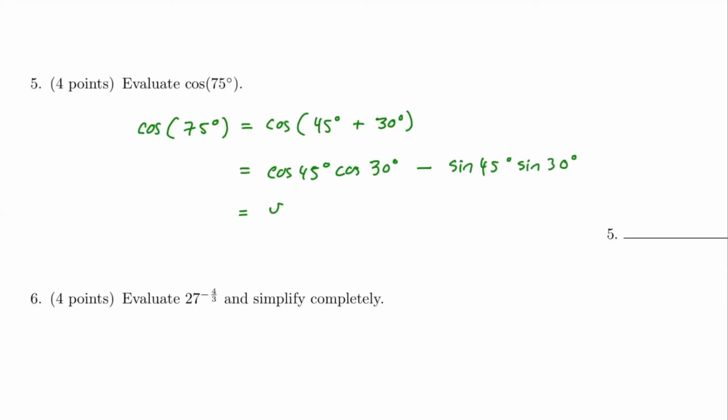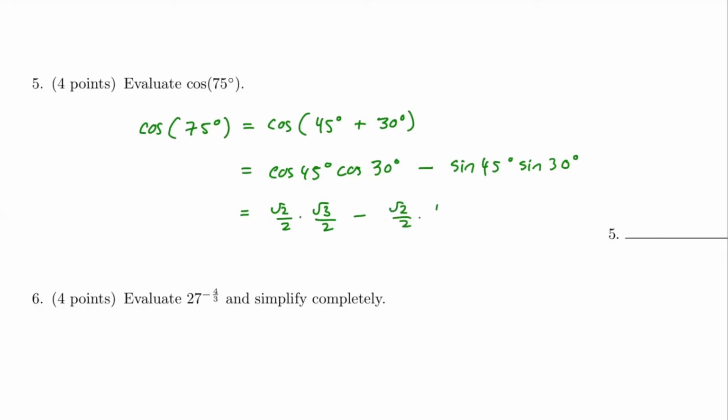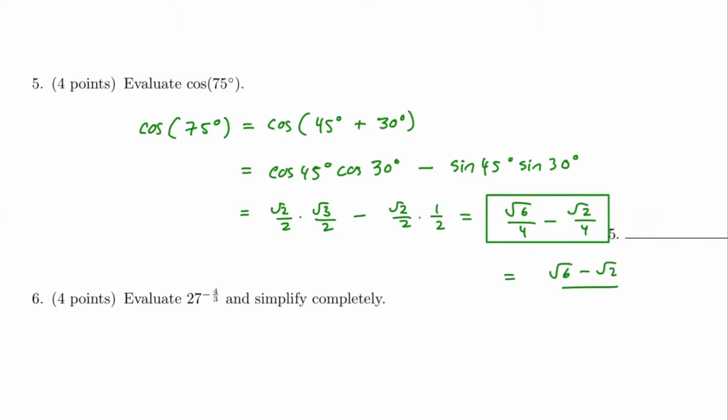And from memory, we know these values. Cosine of 45, that's square root of 2 over 2. Cosine 30 is square root of 3 over 2, minus sine 45, we know the value is square root of 2 over 2. Sine 30, we know the value is 1/2. And then you combine them. So this is square root of 6 over 4 minus square root of 2 over 4. You could leave your answer like this, or you can put them in a single fraction like this, square root of 6 minus square root of 2 over 4. So another way to write the same answer.